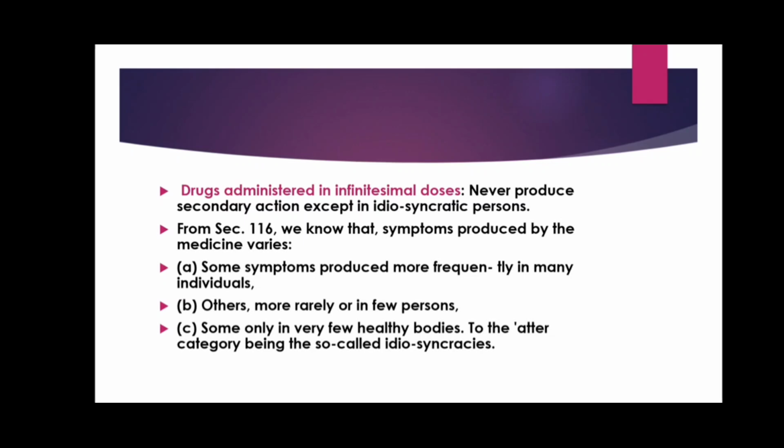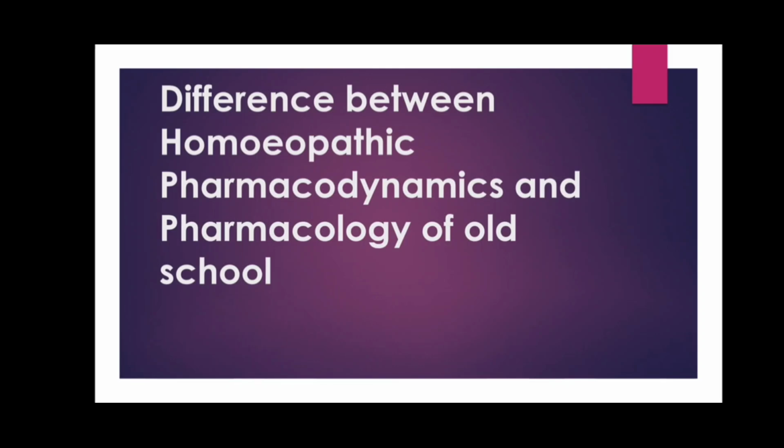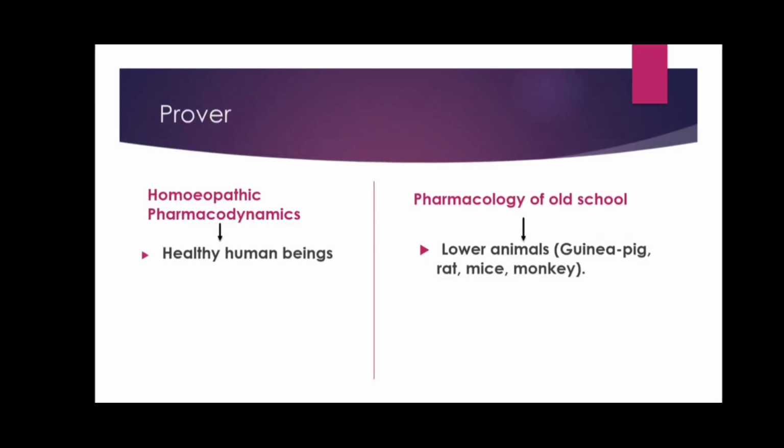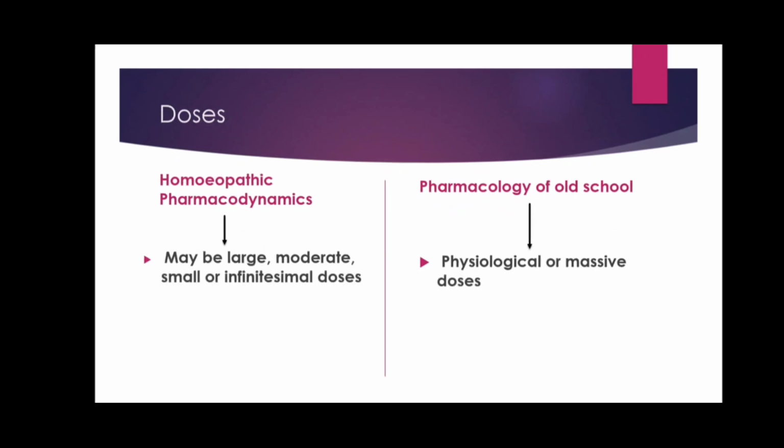Coming to the difference between homeopathic pharmacodynamics and pharmacology of the old school. In homeopathic pharmacodynamics, the provers are healthy human beings, whereas in pharmacology of the old school, the provers are lower animals like guinea pig, rat, mice, monkey. Doses. In homeopathic pharmacodynamics, there may be large, moderate, small or infinitesimal doses, whereas in pharmacology of the old school, they are physiological or massive doses.